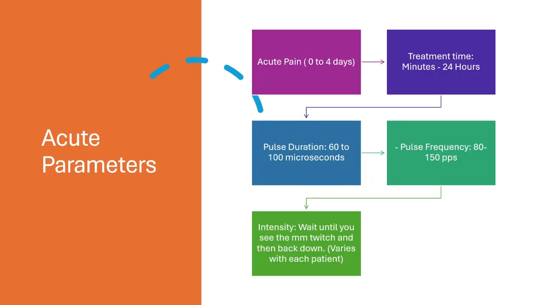Acute parameters. So acute pain is more your sudden onset pain. So this will be 0 to 4 days. Your treatment time will be minutes to 24 hours. Pulse duration would be 60 to 100 microseconds. Your pulse frequency will be 80 to 150 pulses per second. And then with your intensity, you'll want to wait until you see the muscle twitch, and then you'll want to back down, but this can vary between each patient. So you'll want to make sure you're paying attention more to the muscle twitch than the numbers because they're irrelevant.